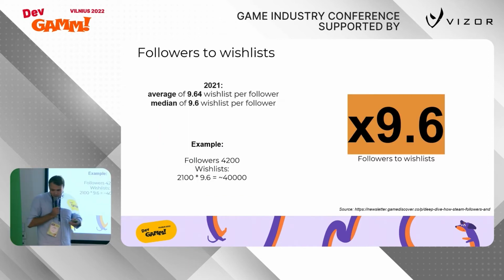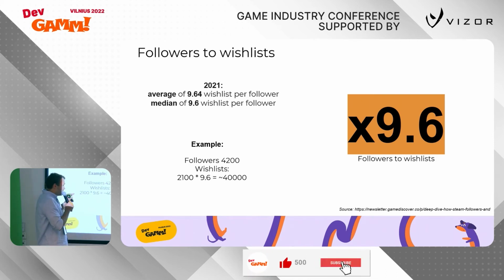And there is a connection between the number of followers and the number of wish lists. And thanks to the developer service, we can say that each follower equals about 10 wish lists. That is, one out of 10 who added the game to the wish list signed up for updates. So if a game has about 4k followers, we can say that it's about 40k wishlists there. And this is a very handy thing to be informed whether a game is doing well on Steam or not.